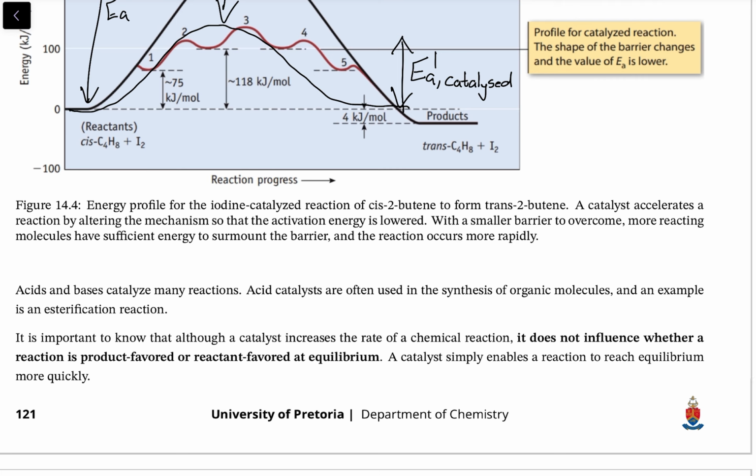Now, notice that I constantly say a catalyst increases the reaction rate or makes it faster. It does, however, not influence whether a reaction becomes more product or reactant favored at equilibrium. So, meaning it just makes the reaction go quicker to whatever the point is that it would have reached in any case. So it's not now all of a sudden going to increase your yield or anything like that. It's now just going to ensure that you reach that point faster.